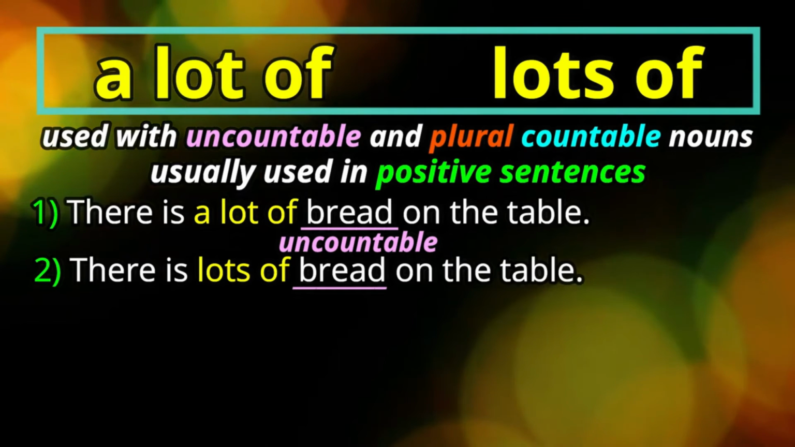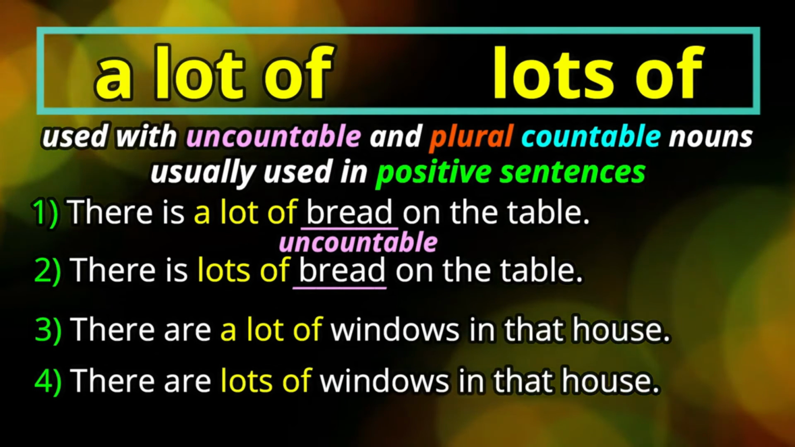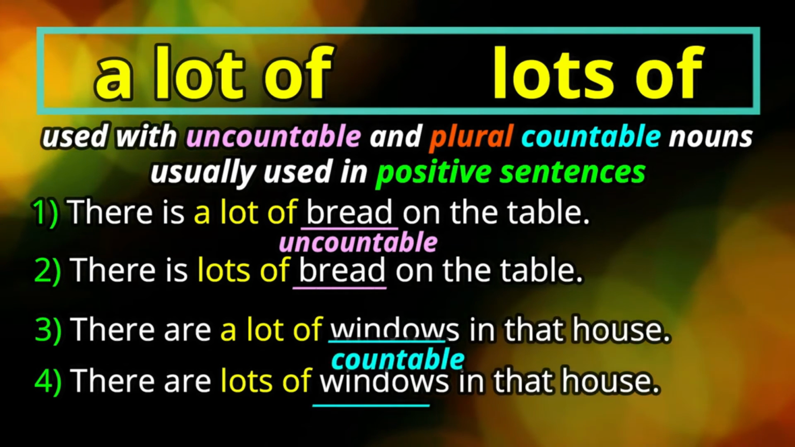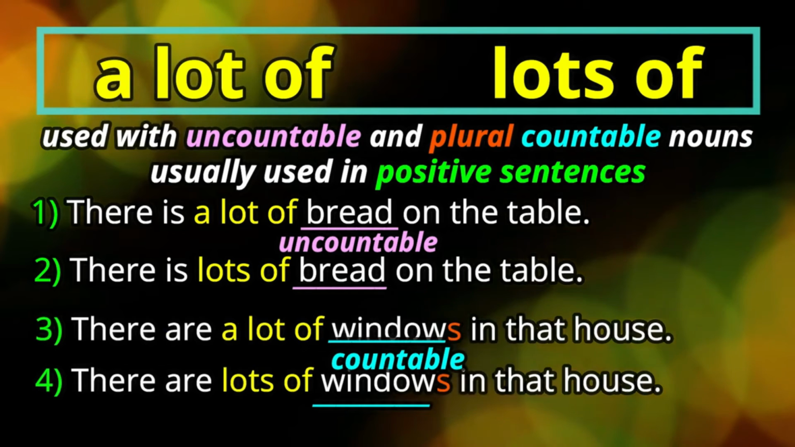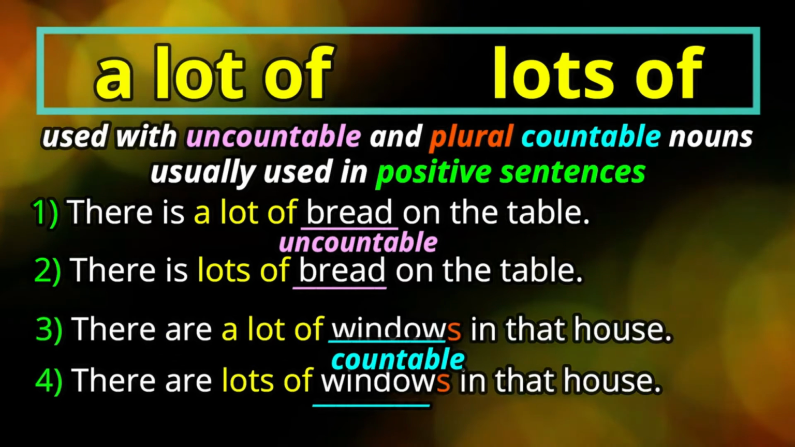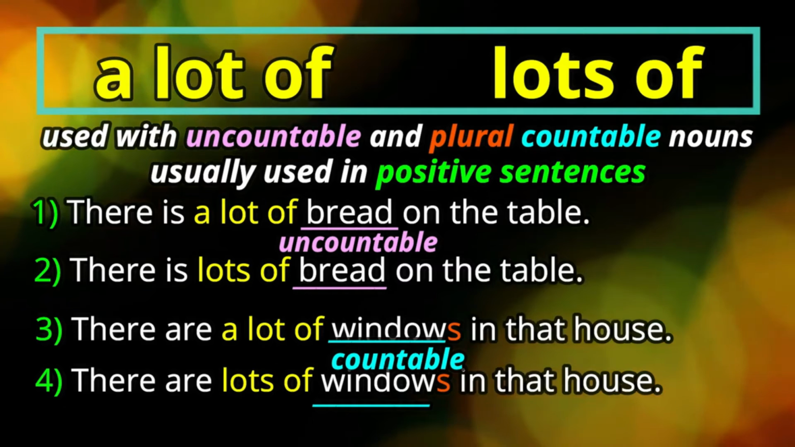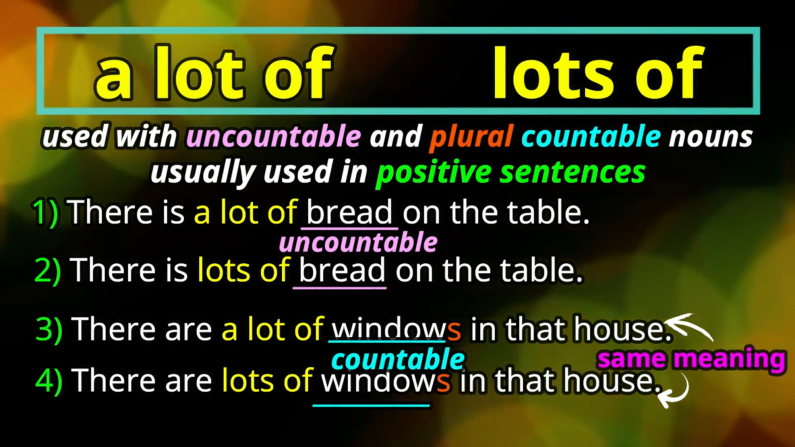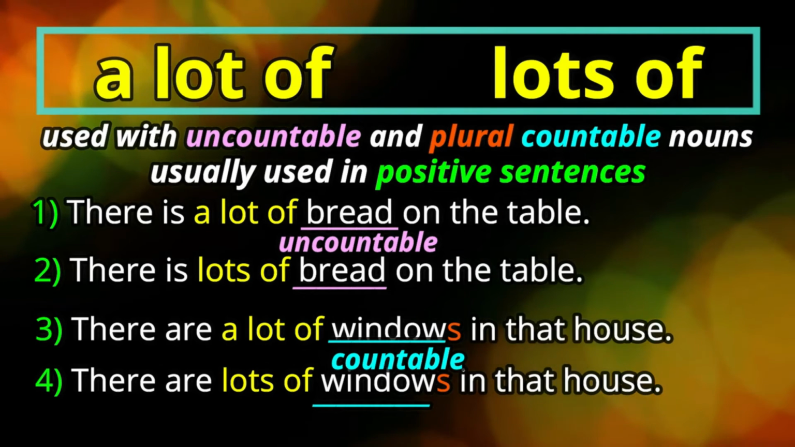And look at number 3 and 4. Let's do 3 first. There are a lot of windows in that house. Window is a countable noun, so we can pluralize it, right? We put the S on this in this case. There are a lot of windows. And number 4, there are lots of windows in that house. 3 and 4 mean the same exact thing. You can use a lot of and lots of.